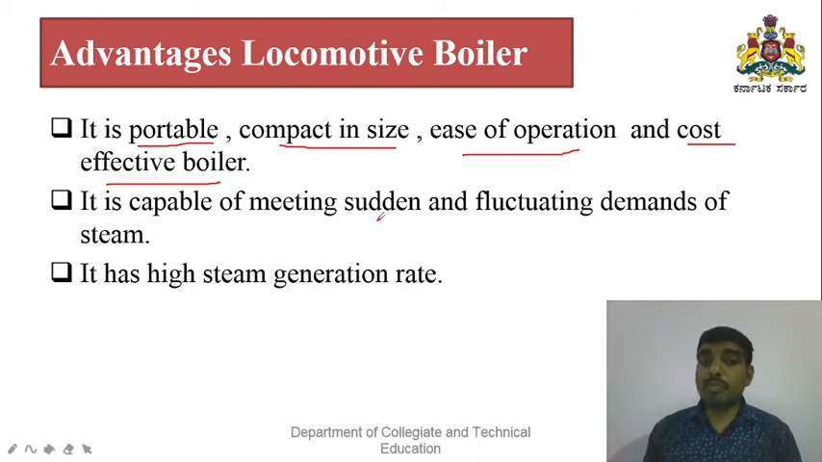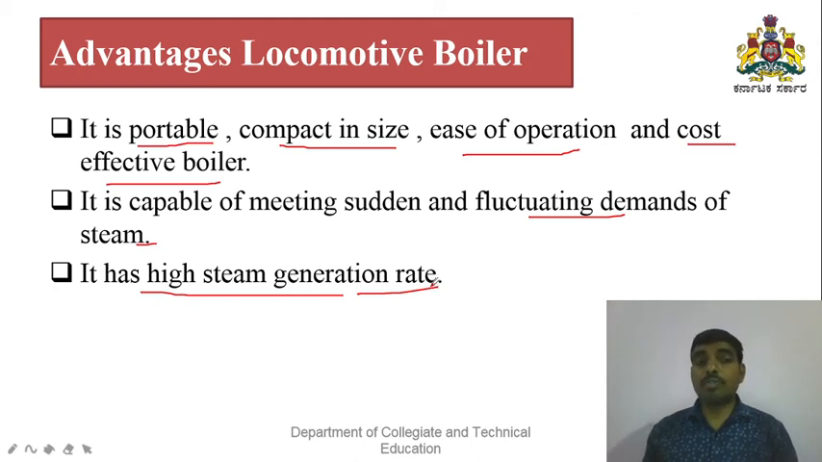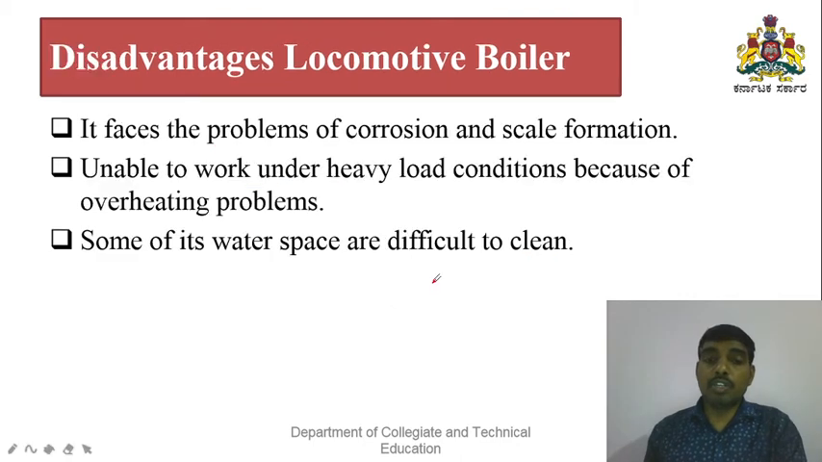It is capable of meeting sudden and fluctuating demand of steam. If a sudden demand is required, then this boiler is very much suited for fluctuating loads. So it has a high steam generation rate. It can produce steam at more than 20 bar pressure. For the purpose of high steam generation, we can call it so.